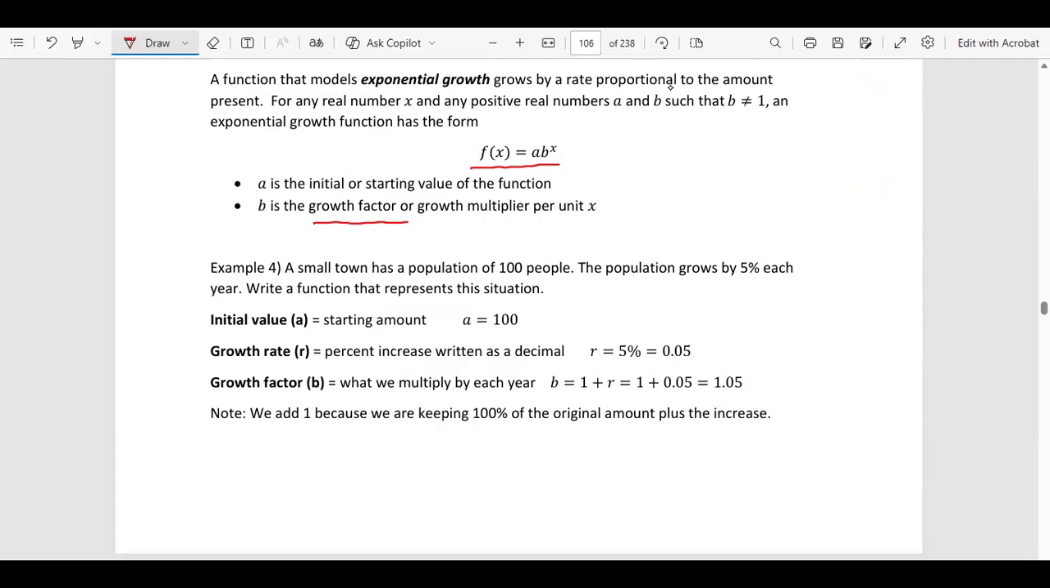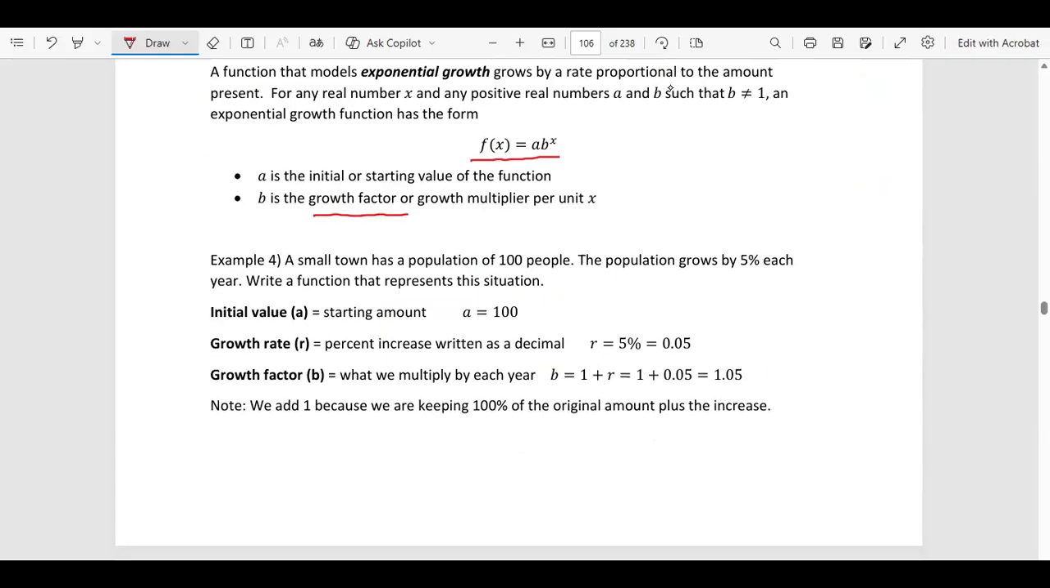It says a small town has a population of 100 people. The population grows by 5% each year. Write a function that represents this situation. When it says a small town has a population of 100 people, that's the initial value, which is a. When it says grows by 5% each year, that means this is a growth rate.